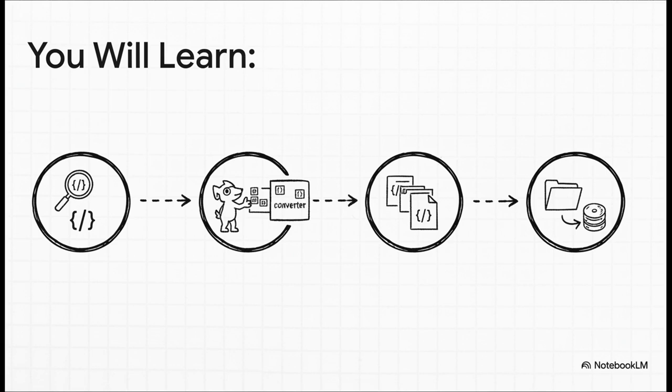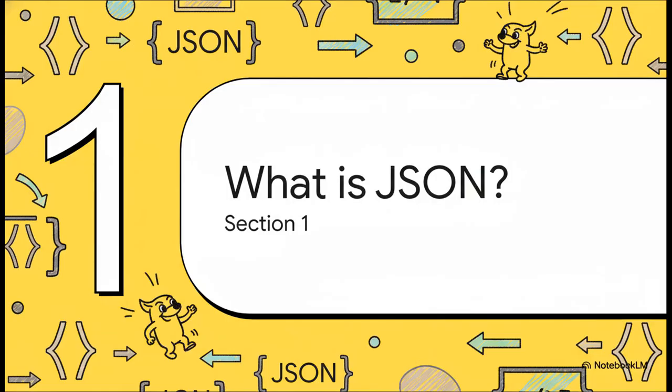So here's what we're going to pack into the next 5 minutes. We'll kick things off with what JSON actually is. Then we'll see how Go makes working with it a breeze. And finally, we'll go step by step to generate and save your very own JSON file. Simple as that. Okay, so first things first.